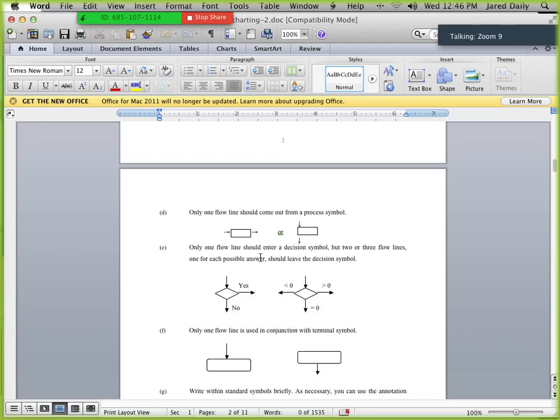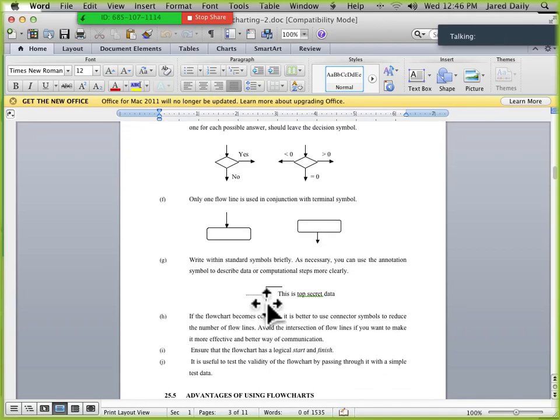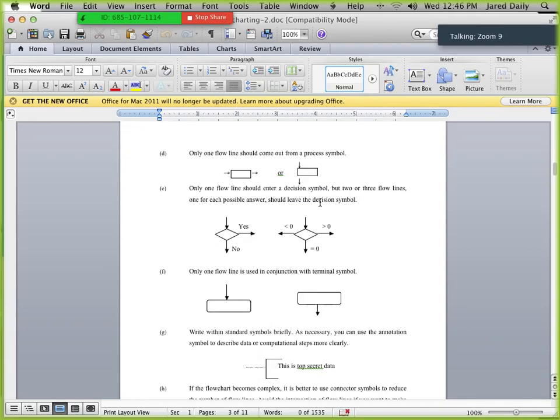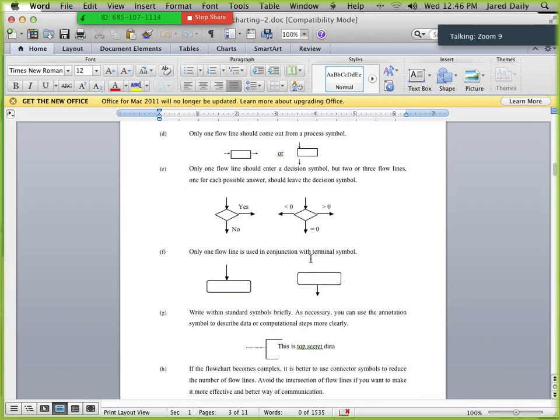So for example, we have a Boolean decision right here, yes or no, 1 or 0, on or off, whatever. Here we have a three-way decision where you can be less than, greater than, or equal to 0. So this one is essentially a 2-decision process. This is a 1-decision process. 2 decisions will generally have 3 ways to go. 1 decision will have 2 ways to go. And then the flow lines go in between these things in the proper directions.